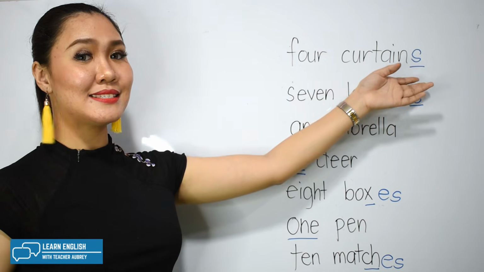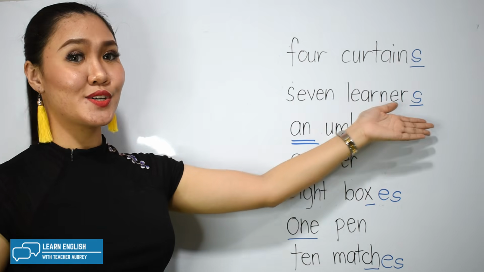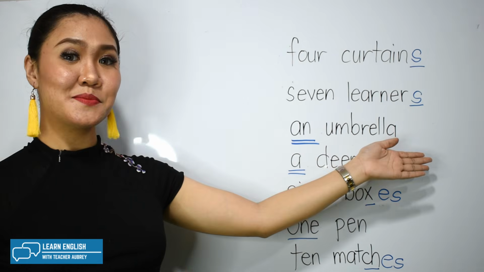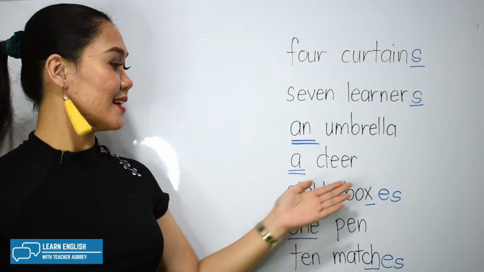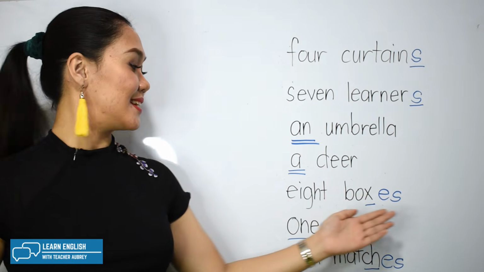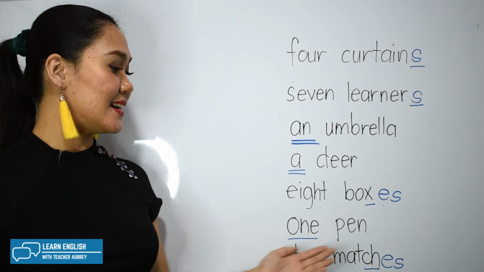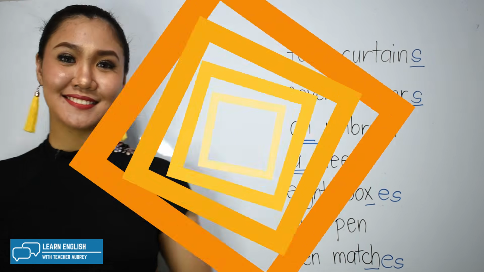4 curtains, 7 learners, an umbrella, a deer, 8 boxes, 1 pen, 10 matches.